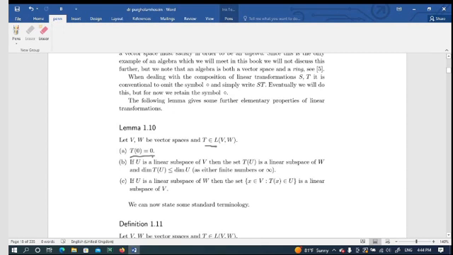Another property: if U is a linear subspace of V, then the set T(U), which is the set of T(x) for all x in U, is a linear subspace of W, and the dimension of T(U) is less than or equal to the dimension of U.